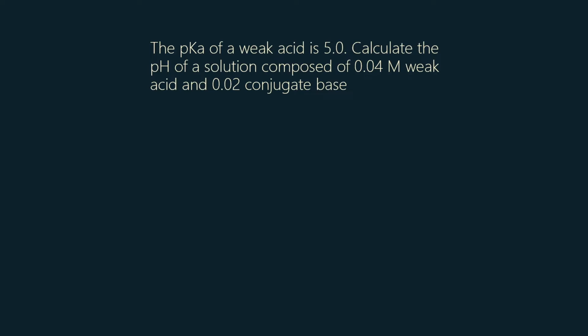The pKa of a weak acid is 5.0. Calculate the pH of a solution composed of 0.04 molar weak acid and 0.02 conjugate base. We know our weak acid is our HA, and the conjugate base is our A-. We know the pKa of the weak acid. With all these variables, we know to use the HH equation.